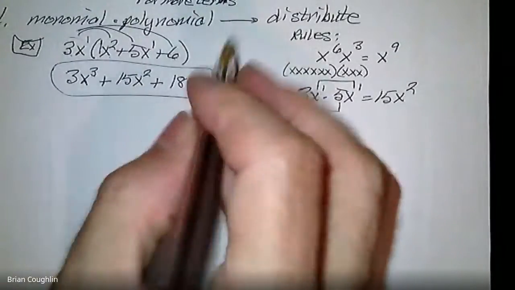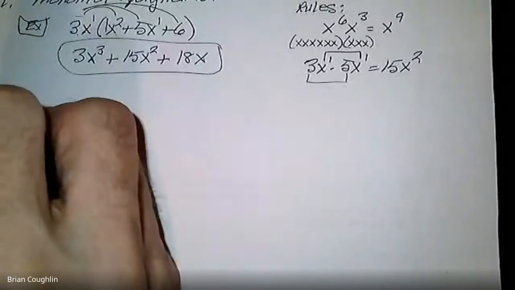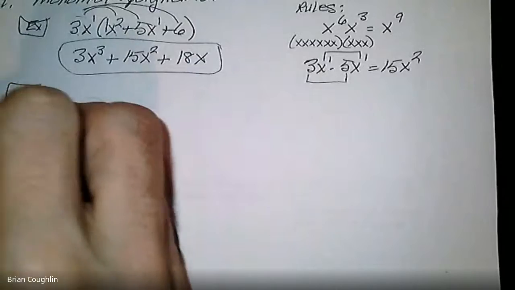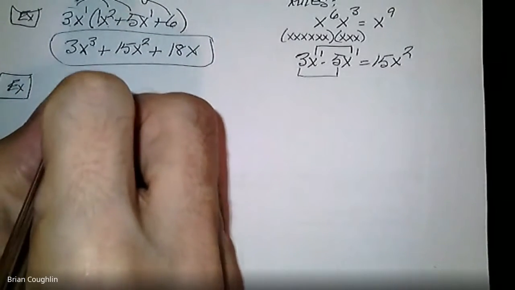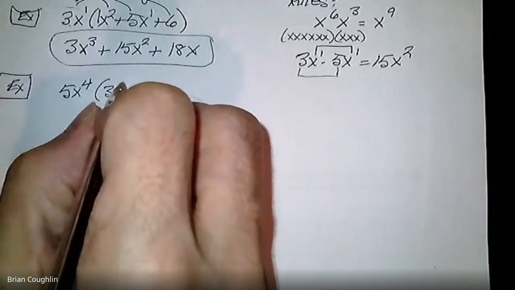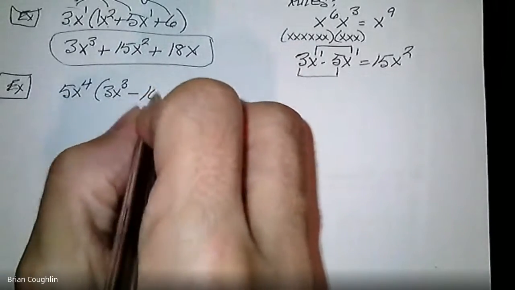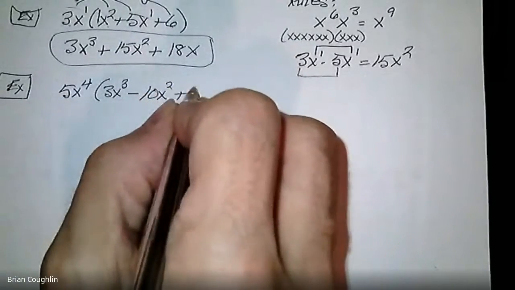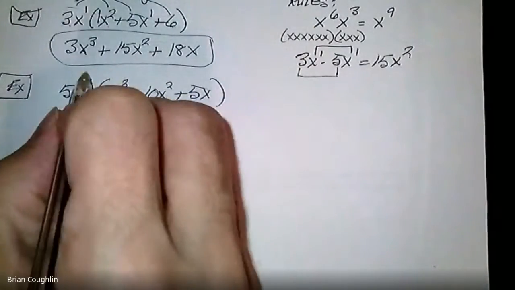Does that make sense? So if you have a monomial times a polynomial, you just distribute it in. Let me give you another one just to make sure that you have all the rules in place. Let's say this is 5x to the fourth, and then parentheses 3x to the third minus 10x squared plus 5x. How do we do that? We'll do the exact same way.